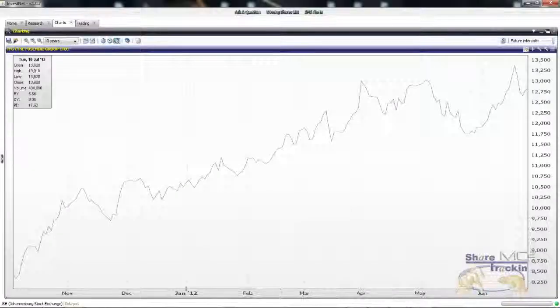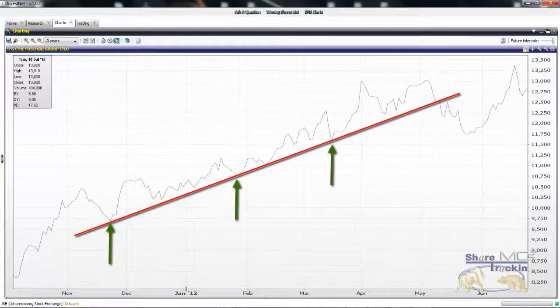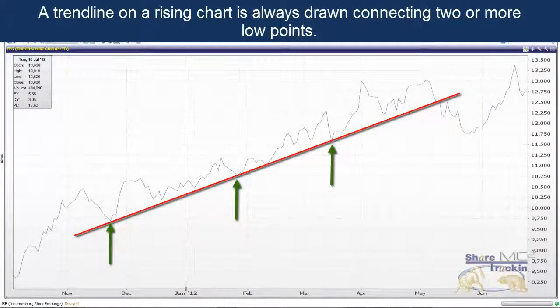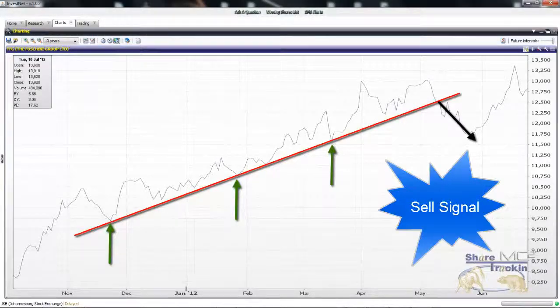Let us consider a chart. Here you can see a chart which is rising steadily. Onto this chart we can draw a trend line connecting these three low points. A trend line on a rising chart is always drawn connecting two or more low points. A sell signal is given when the price breaks down through the trend line over here.